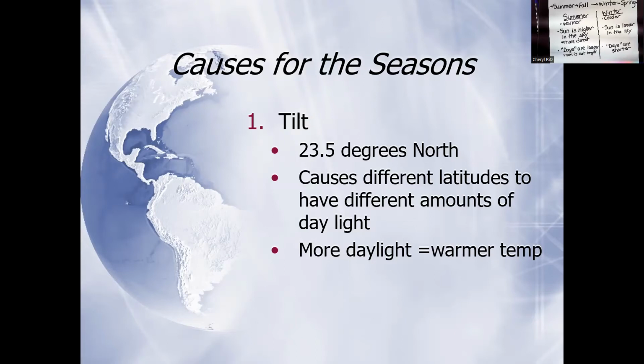Now, the next reason is the revolution of Earth around the sun. What does that mean, revolution of the Earth around the sun? No, it does not mean it rotates. Okay, so review, what does rotate mean? Spinning on its axis. That's rotating. That does not cause the seasons. It's the Earth going around the sun that causes the different seasons.